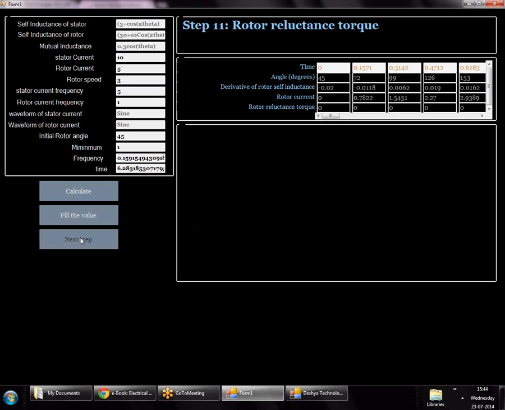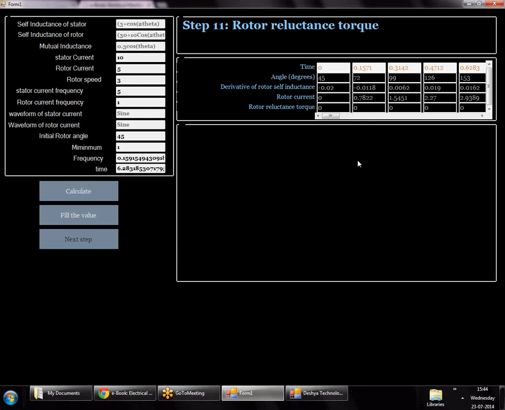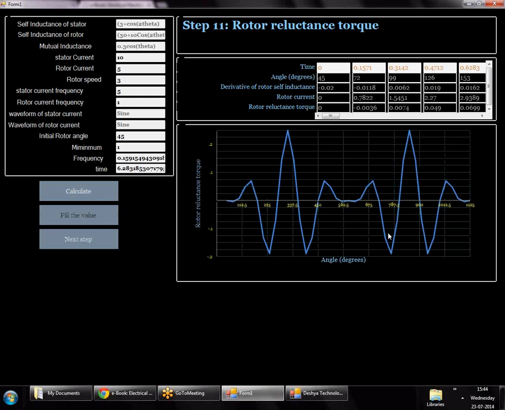Now we go to the next step. In the next step it says calculate the rotor reluctance torque. Rotor reluctance torque, if we see here in expression 4.17, is equal to the square of the rotor current divided by 2 into the rate of change of rotor self-inductance. So we have calculated the rate of change of rotor self-inductance. It is given here in the row number 3. We have the rotor current in row number 4, and now using these quantities, if I calculate my rotor reluctance torque, then I get the waveform as shown here, and if I take the average value of this waveform, I am again going to get a 0 average torque.